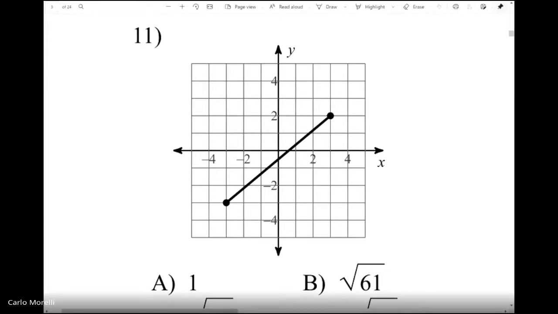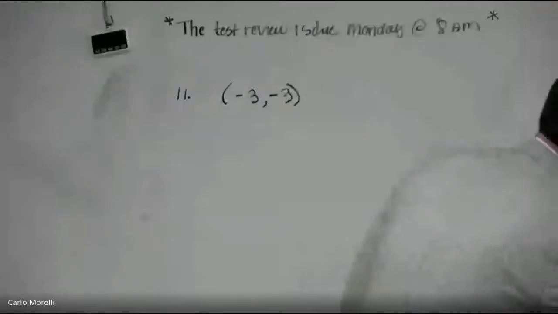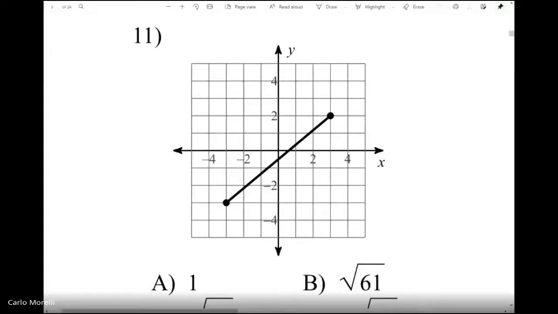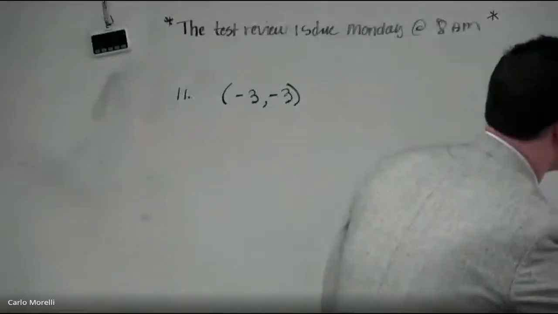So while we're looking at this picture, I'm going to be writing these down. In the bottom left, I'm at -3, -3. So let's write in parentheses -3, -3. You need to write small, okay? And then in the top right of the line segment, I'm at 3, 2, okay? 3, 2.